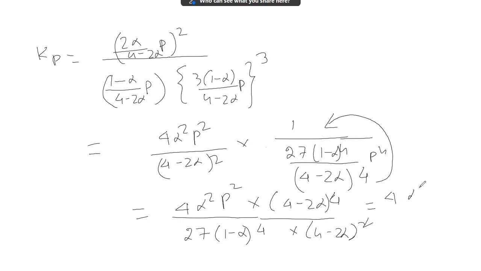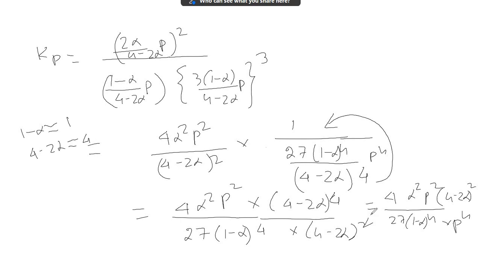So it is equal to 4 alpha square P square by 27 (1 minus alpha) whole to the power 4 into (4 minus 2 alpha) square, which goes up. In this case, it will be P to the power 4. Now, as alpha is very small compared to unity, 1 minus alpha can be written as 1 and 4 minus 2 alpha can be written as simply 4. So if you do this simplification, what are we getting?